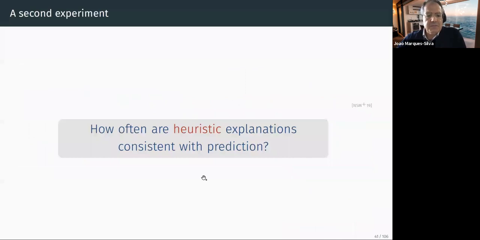The second experiment was, so one thing is, can we break the explanation? And we can. The second is, how often are heuristic explanations really consistent? It could be the case that we were just lucky, and in many other cases, or most of the time, it would be consistent with the prediction. So this is another work we did.